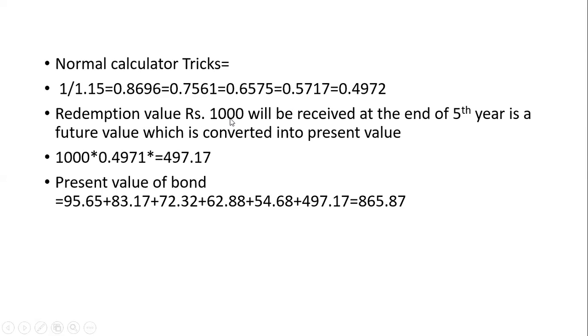So redemption value is 1000, which will be received at the end of the fifth year, which is a future value converted into present value. 1000 into 0.4972, you will get 497.17. Present value of bond: these are present values. The answer is 865.87.